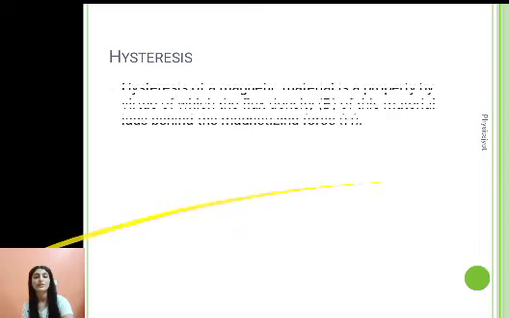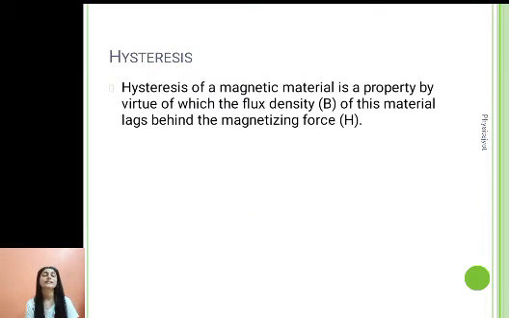Hysteresis. Now let's come to hysteresis. What is it? It is a property of a magnetic material by virtue of which the flux density of the material lags behind the magnetizing force. Hysteresis is a Greek word meaning lagging behind.